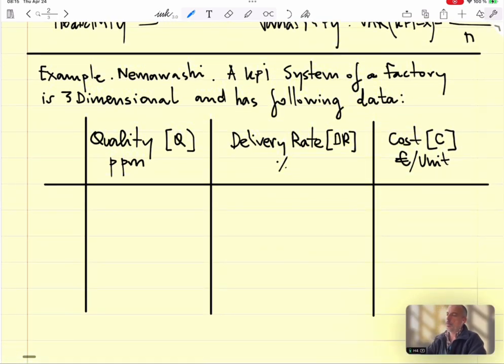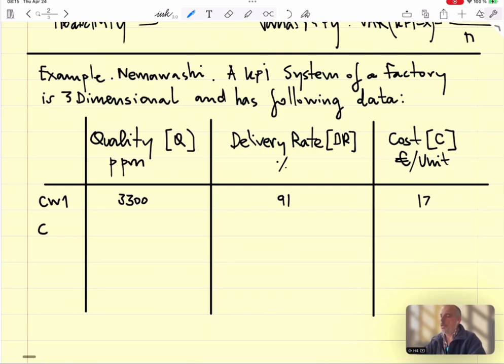So in calendar week 1, you have 3,300 ppms, meaning that every million parts you produce, 3,300 are bad. You have 91% delivery rate, which means that out of 100 deliveries, 91 come on time. And 17 euros per unit is the cost to produce 1 unit. Okay? This is calendar week 1.